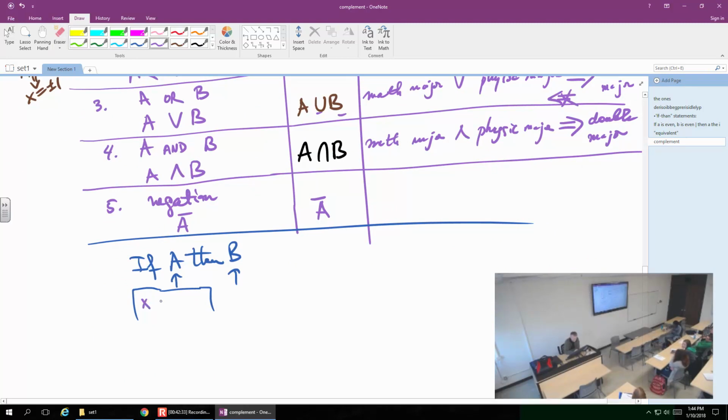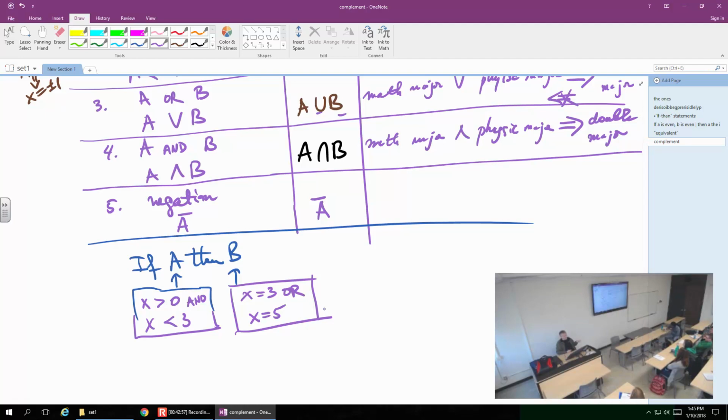x larger than 0, x less than 3, and B could be x equal to 3 or x equal to 5. Okay, here we go. So that is a compounded statement. There are 4 statements originally: x larger than 0, x less than 3, x equal to 3, x equal to 5. These 4 statements are combined into one statement with the implication, as well as the and and or.